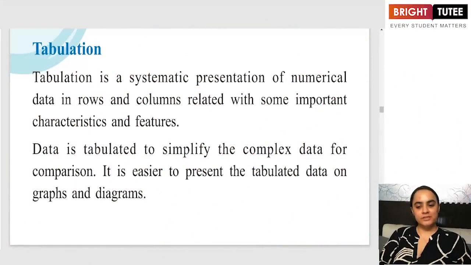Hello dear students, welcome to another lecture. In this class we are going to continue with chapter 12 of class 11 Education Nagaland Board, which is the methods of statistics, or rather the introduction to statistics.